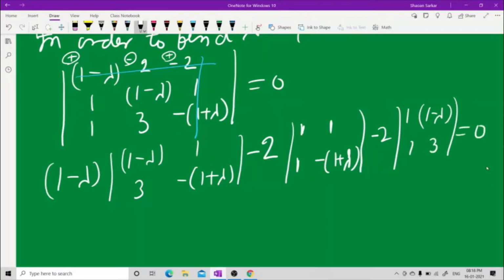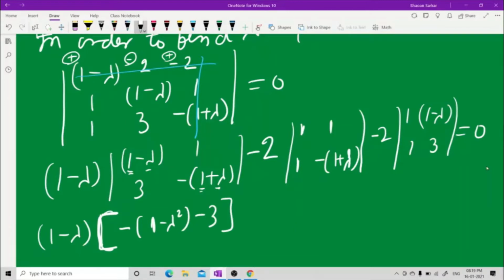Now this determinant has to be 0. So let's calculate it. See, 1 minus lambda, 1 minus lambda, then you put a big square bracket. Now this is going to become a plus b and a minus b, a minus b and a plus b. This will become 1 minus lambda square minus 3, right? 1 minus lambda square minus 3, minus 2. This will become 1 minus lambda minus 1. The way you multiply this way, this will become minus 2. This will become 3 minus 1 plus lambda.